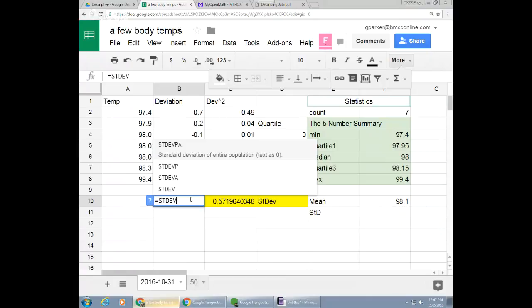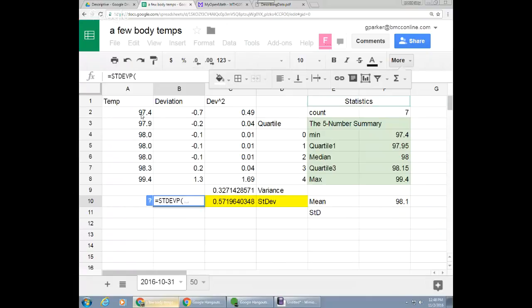Usually, do we have a sample or the whole population? We usually have a sample. Yeah, it's hard to get the whole population. So usually we have a sample. And so it turns out STDEV and STDEVA are actually the same command. I was treating the data as if it were a population. So for me, I'm going to choose P because it's going to confirm the thing I did by hand over there.